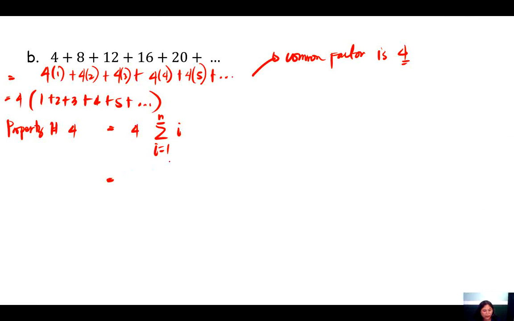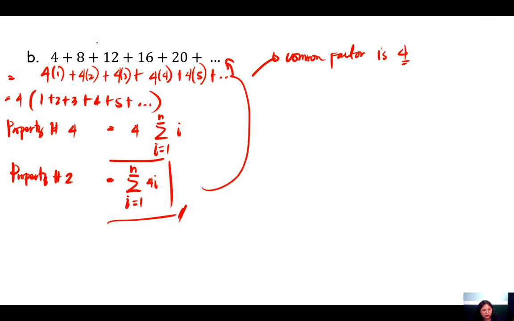Ano kaya yung property na pwedeng pagtabihin si 4 and i? Property number 2. So we have property number 2, and i is equal to 1. So we have 4i. Okay, that is property number 2. So therefore, this is our final answer. Okay, so if you want to know your answer is correct, expand this. Kapag bumalik ka dun sa original given, then your answer is correct.